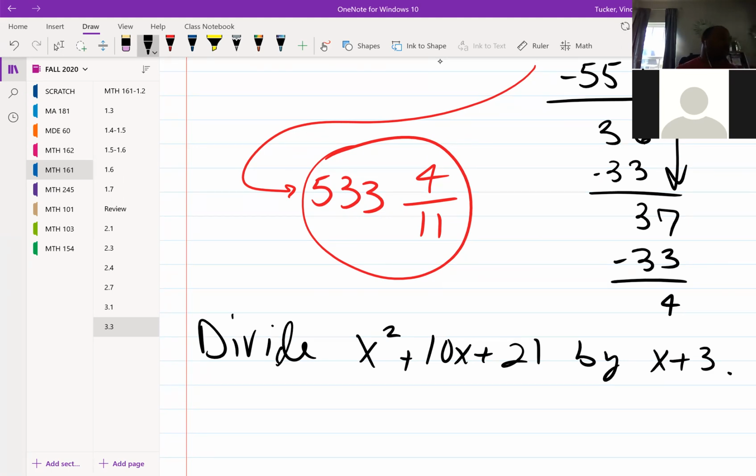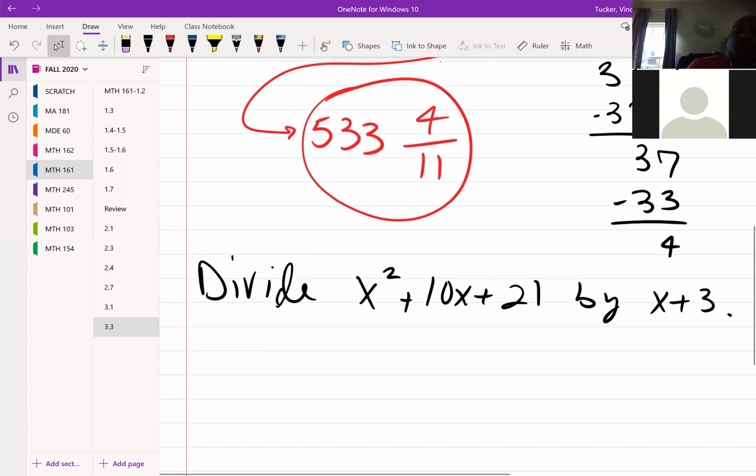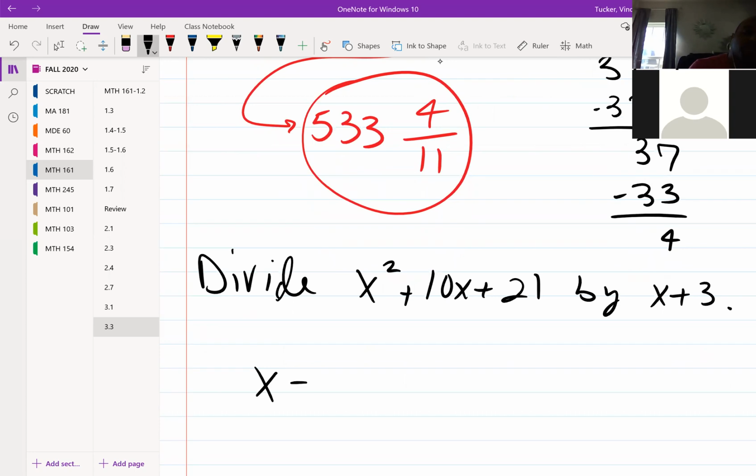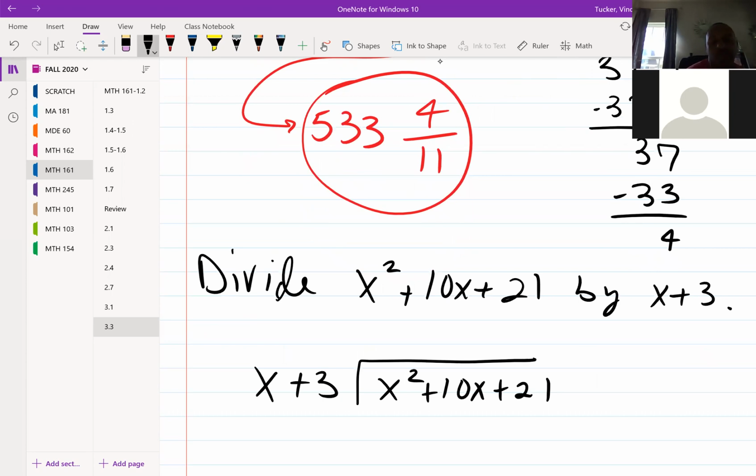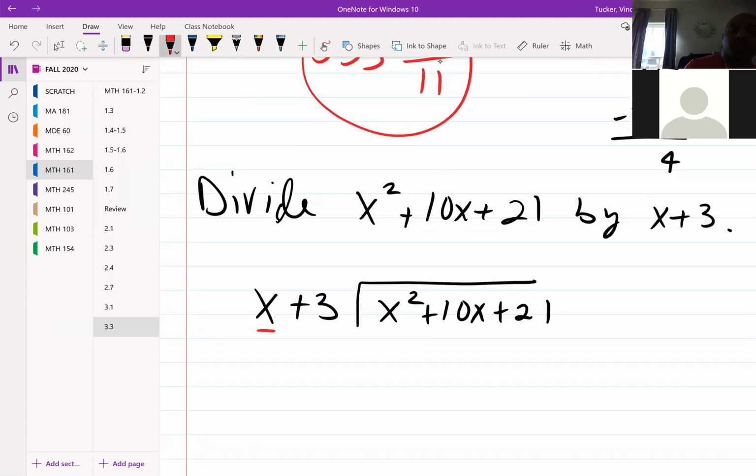All right, so we're going to divide x squared plus 10x plus 21 by x plus 3. So just like before, take what we're dividing by, put it on the outside. And the other piece, what we're dividing into, will be under your divisional bar. So we're going to compare first terms in each, x to x squared. Or in other words, x squared divided by x. And that will be x.